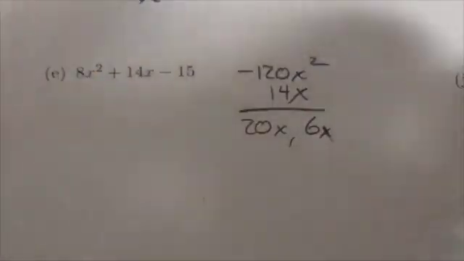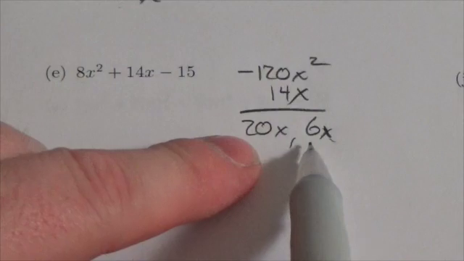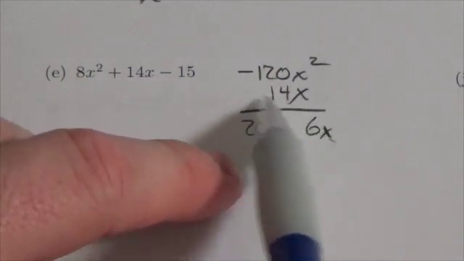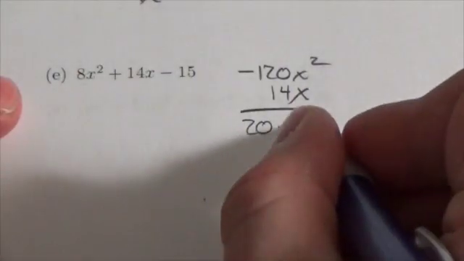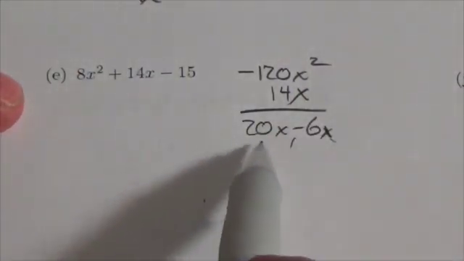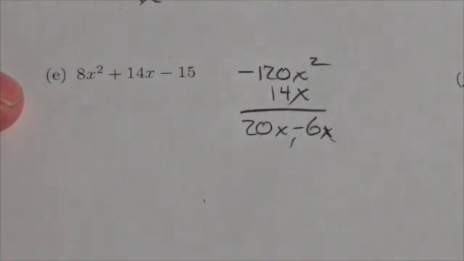Okay, now the product of these two has got to be negative. That means one of these two has got to be negative, but the sum has to be positive 14x, which means the smaller one here has to be the negative. So 20x plus negative 6x, that's what's going to get me the 14.